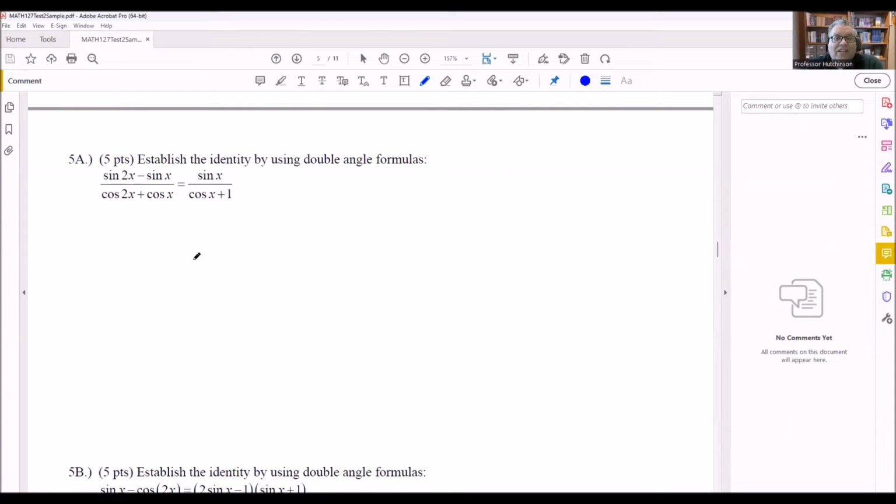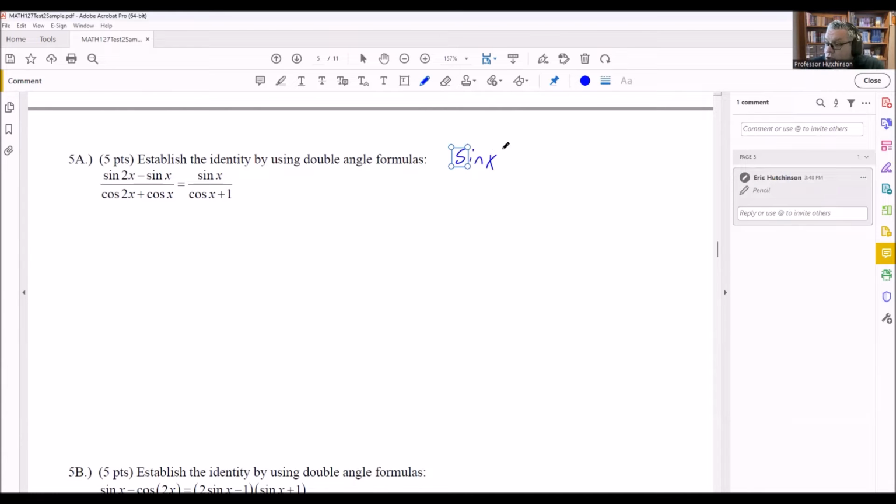For 5a, it's going to be another problem where you have to establish the identity, but it's going to be one where you have to establish the identity with double angles as we see here. So this one actually has two different double angles that we have to use. Now I'm going to write on the side here what double angles you want to use for each one.